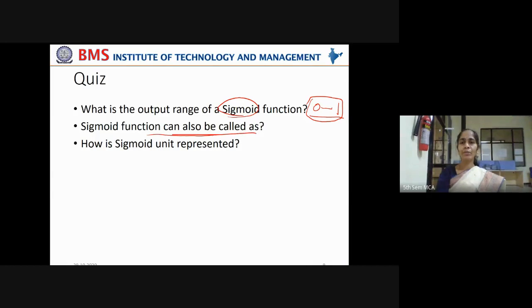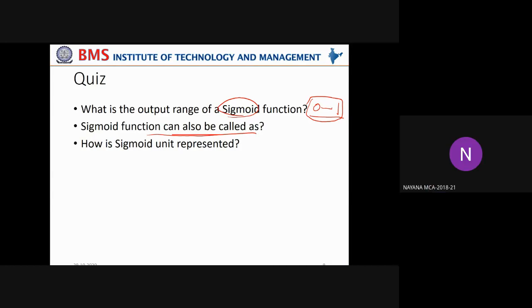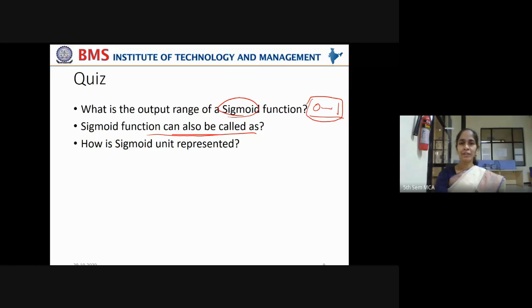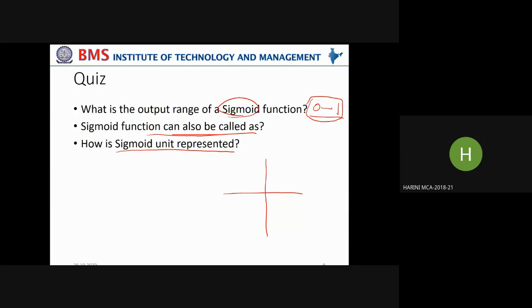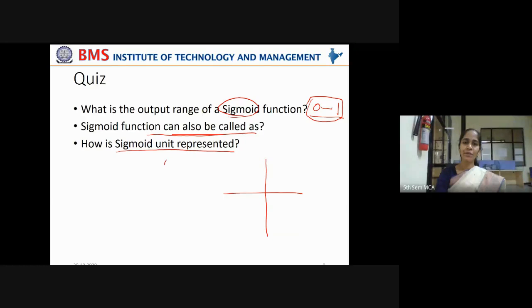The sigmoid function can also be called the logistic function. Normally we call it logistic, but general usage is logistic function. How is the sigmoid unit represented? 1 divided by 1 plus e power minus x. And it looks like an S curve.